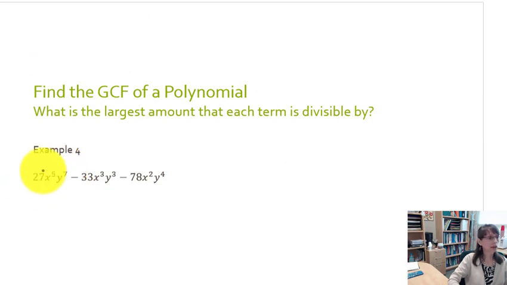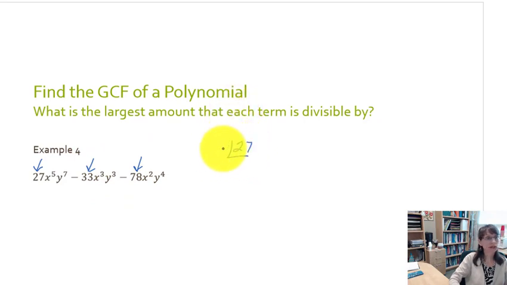For our final example, we have 27x to the 5th y to the 7th minus 33x to the 3rd y to the 3rd minus 78x squared y to the 4th power. So we're curious about if 27, 33, and 78 might have a common factor. So we'll just use our factor ladder.